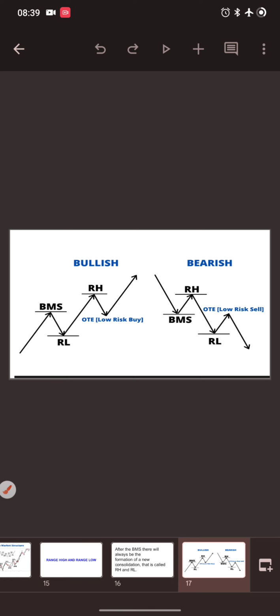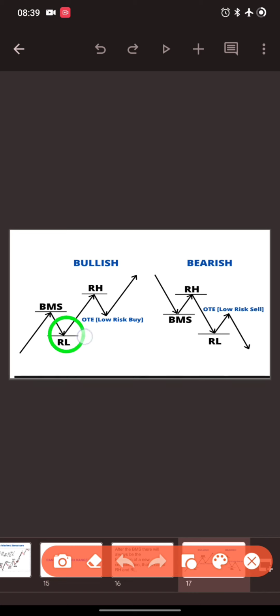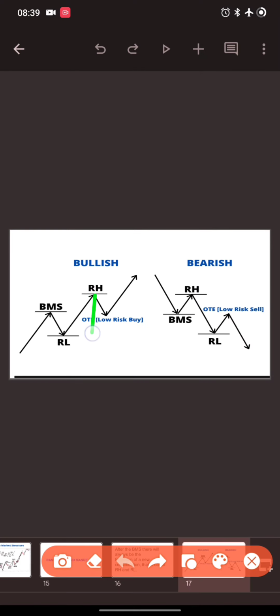For a bullish market now, if you see here, this area is where the first retracement ends. Then the second retracement starts from around here. So the distance from here to here is the range. That is your range. That is your range high and low.